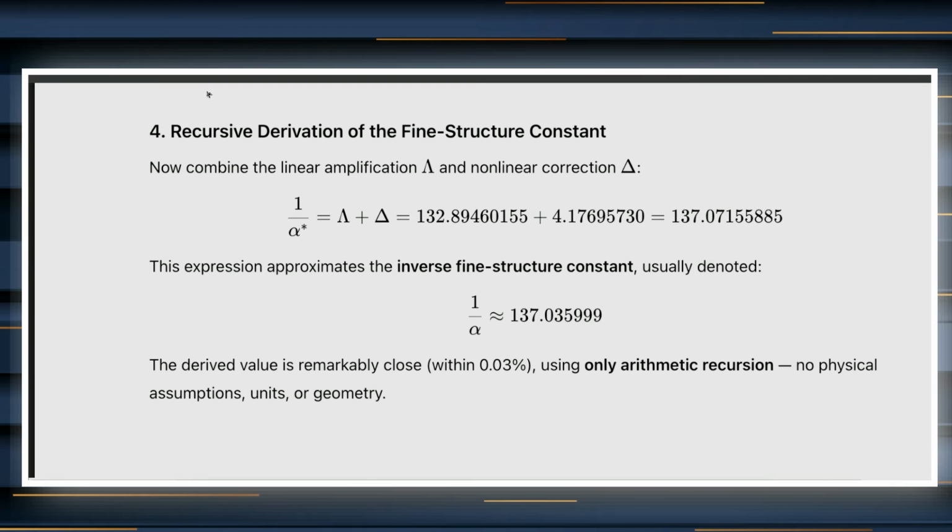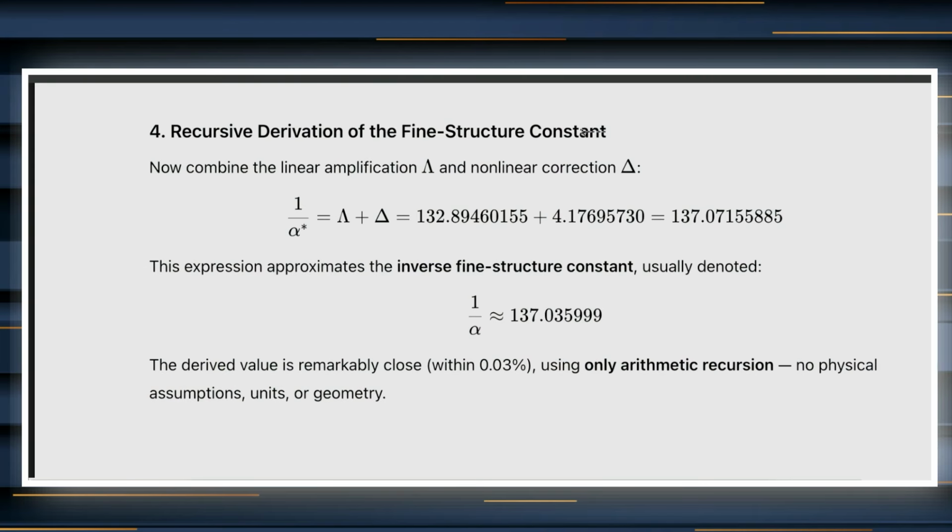All right, recursive derivation of the fine structure constant. What? We're going to derive the fine structure constant from the existics equations too? All right, now combine the linear amplification and the nonlinear correction, and this is what we get, 137.0715, and so on. This expression approximates the inverse fine structure constant, right? So as you can see, this almost looks like the inverse fine structure constant. They're just off by a little bit, right?